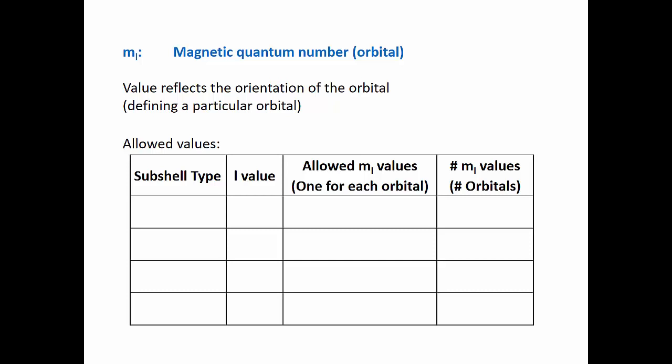So what these quantum numbers do is they're just defining the location of an electron. So the more M numbers that are defined for an electron, the more specific we're getting in that electron's location. So the value of M sub L, which is what I'll call it, defines a particular orbital. And so we're going to go through each subshell type so I can explain what the different values are and how many values there are for each.